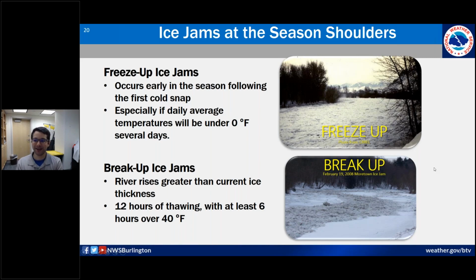And then the second kind, most often in the spring season, is the breakup ice jam, when river rises become greater than the current ice thickness. That can come from a combination of heavy rainfall, snowmelt, anything like that, and can cause ice jams during the spring season. Typically it happens where rivers start to wind, where water starts to really slow down across the stream. That can happen at the confluence of rivers as well, or as you get into lakes.